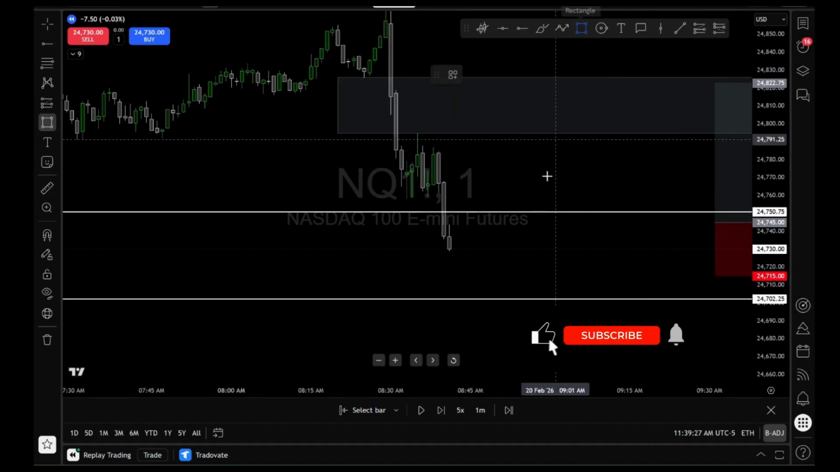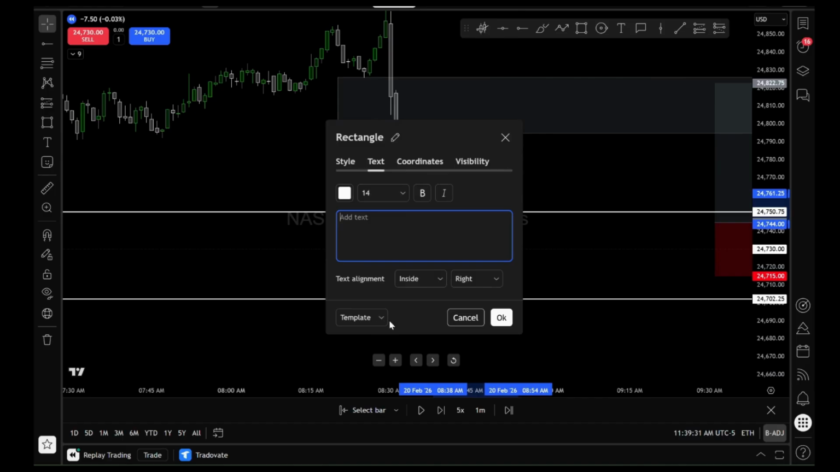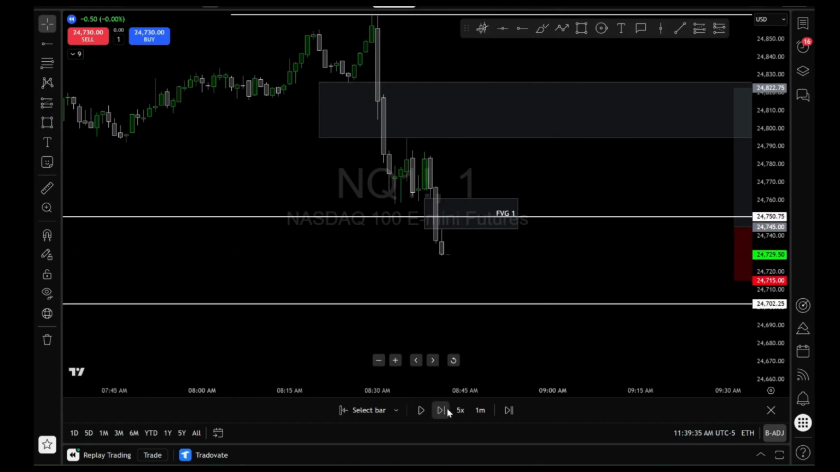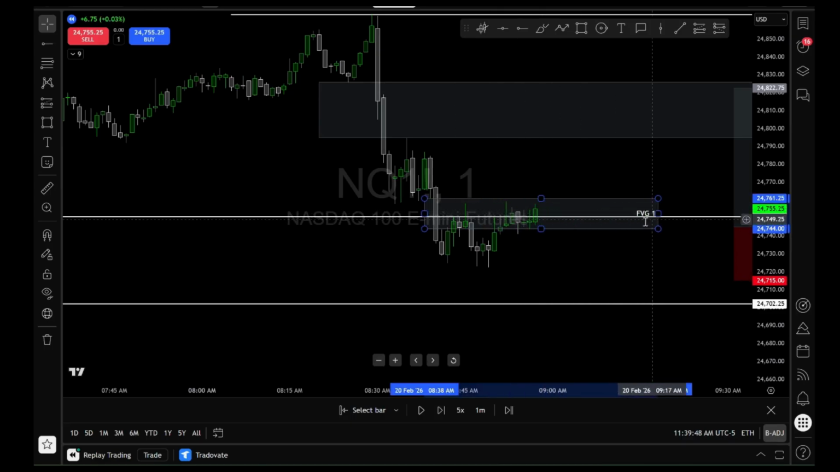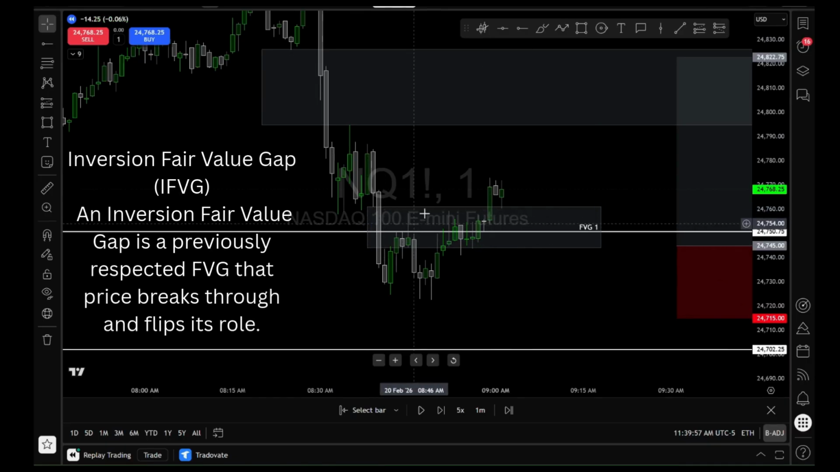So as we're waiting for our setup, we can go ahead and mark out this fair value gap on the 1 minute. Okay, and then we're just waiting. Go ahead and extend that a little bit. Okay, now, as you can see right here, we did get the 1 minute fair value gap inversion.